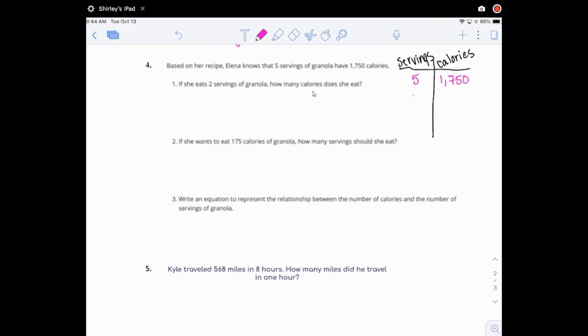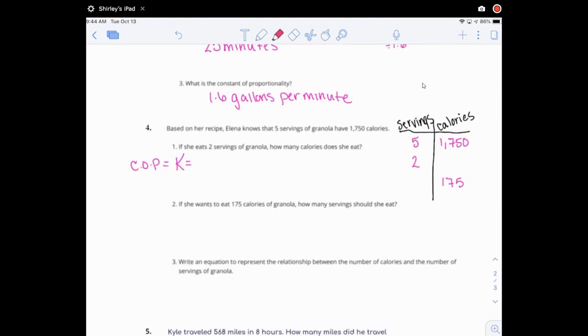So I'm going to need to put a 2 here to figure out that number. If she wants to eat 175 calories, how many servings? So I'm going to have 175 here. So now I can start doing that work. Remember, first step is to find your constant of proportionality. Might not always be easy, but you can find that. And we're using K. K stands for constant of proportionality. Previously, I've been using COP, but to be more mathematical, we're transitioning that to use the K value.